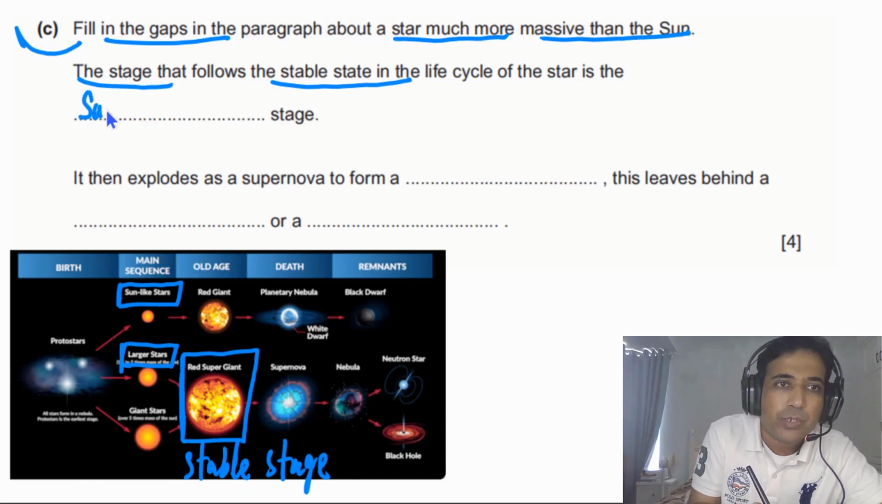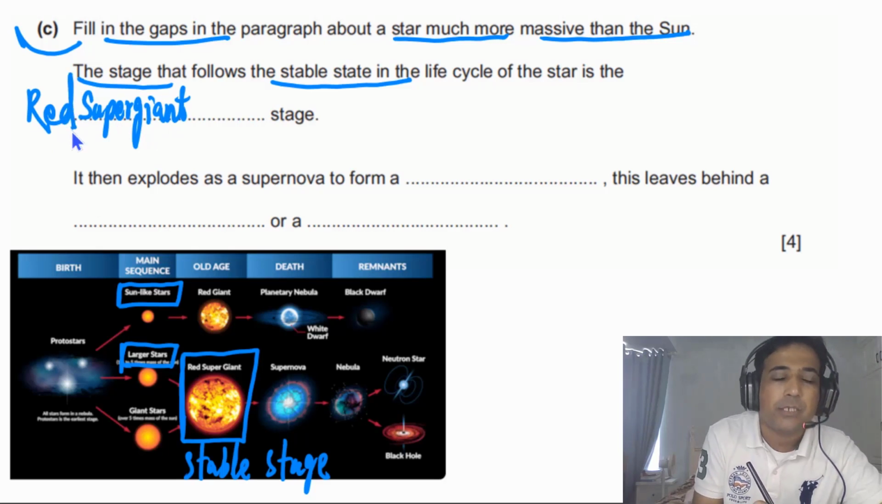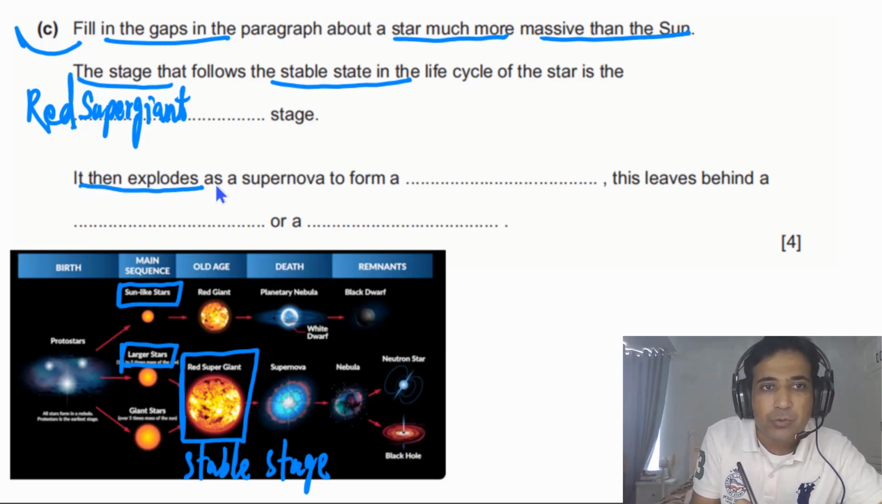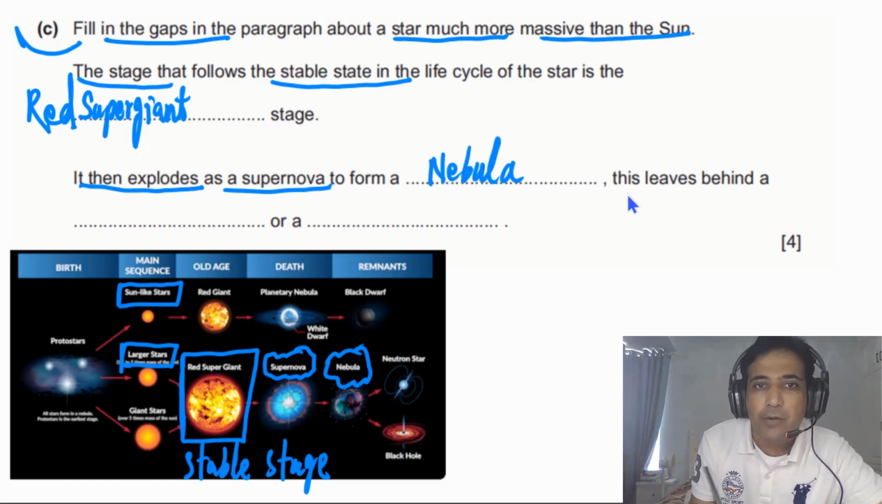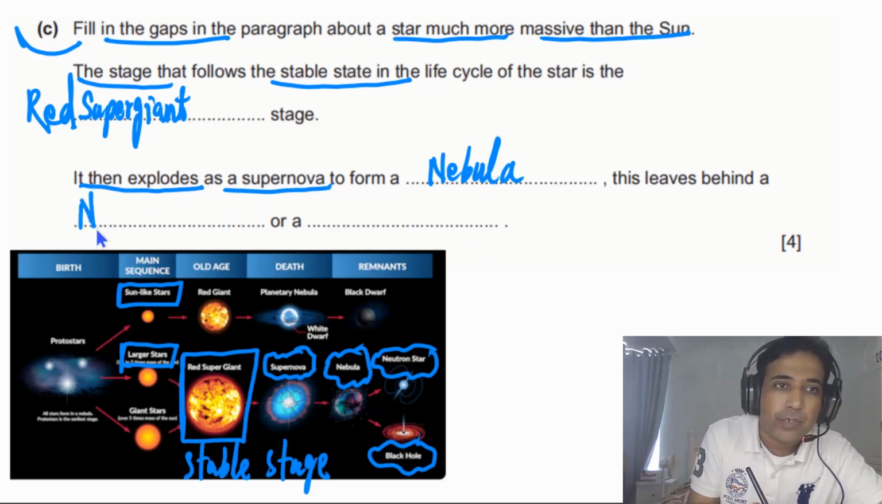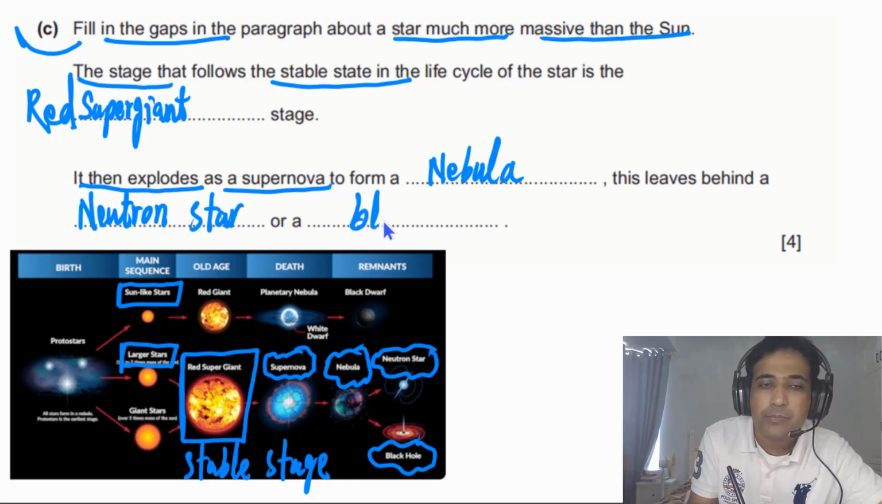So simply you need to write down red supergiant. You can say this is the red supergiant stage. Then it is given that it explodes as a supernova to form. So it explodes as a supernova and forms a nebula. The next stage is nebula, after the explosion. And after the nebula, this leaves behind a neutron star or black hole. It depends on the mass of the nebula. So we can write here: we have a neutron star, or there will be a black hole. It depends on the remaining mass. So this is black hole.